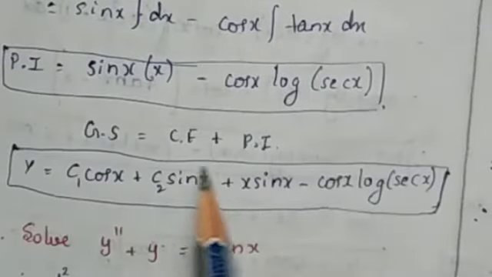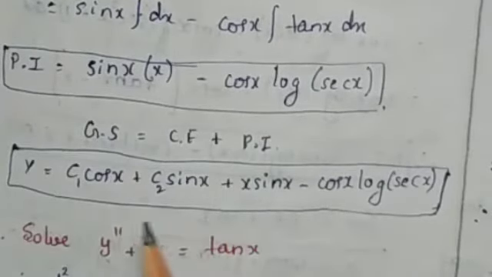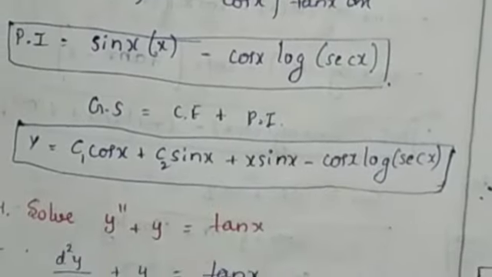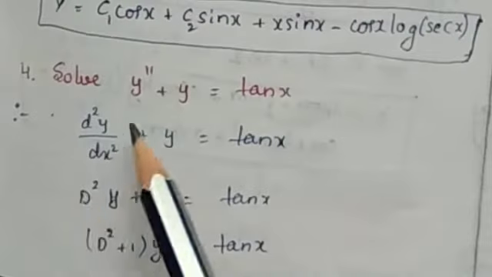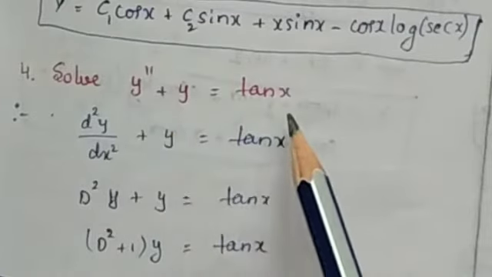Then you add both the complementary function and the particular integral, and you get the y value. Okay, let me move on to the fourth problem. Solve y double dash plus y equal to tan x.